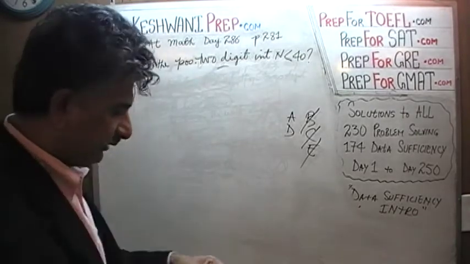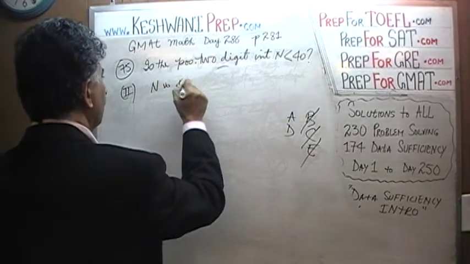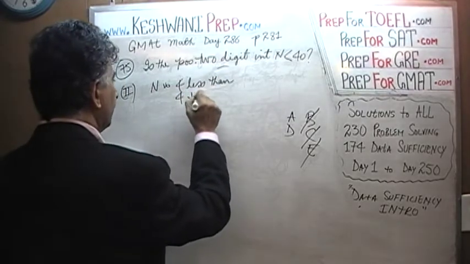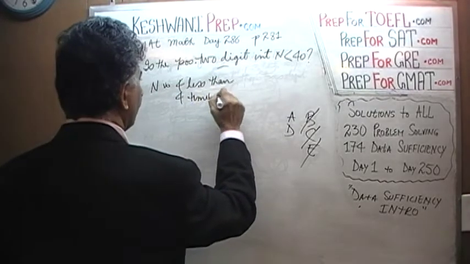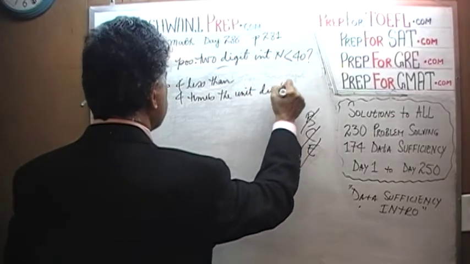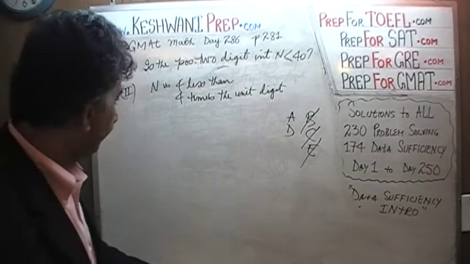Second statement tells us that n is 4 less than 4 times the unit digit. N is 4 less than 4 times the unit digit. Let's see what we can get out of it.